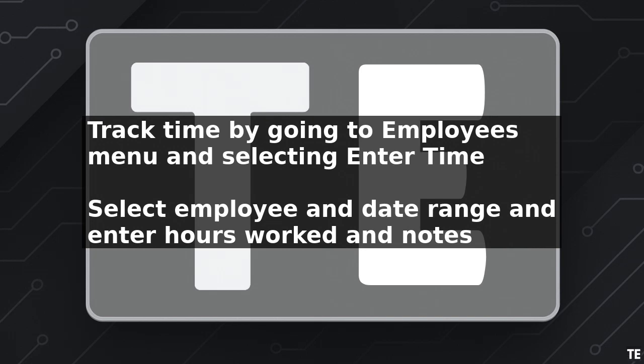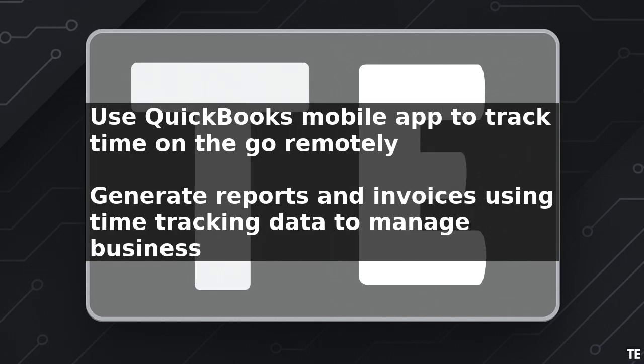Best practices for using QuickBooks time tracking include setting up regular time tracking schedules, such as daily or weekly, to ensure that time is being tracked consistently and accurately. It is also a good idea to review and approve time tracking data on a regular basis to ensure that it is accurate and up to date.